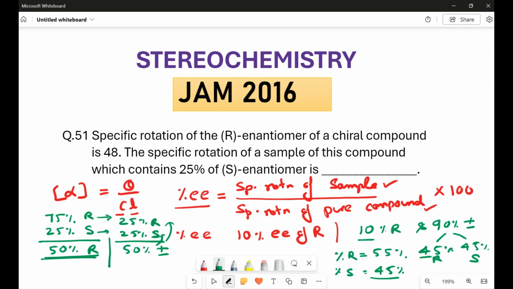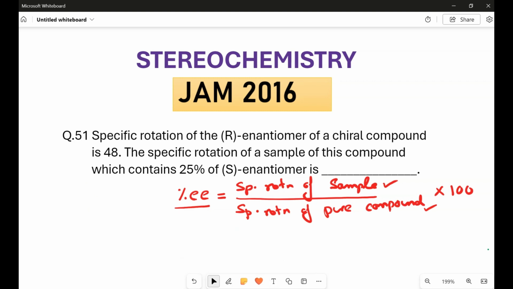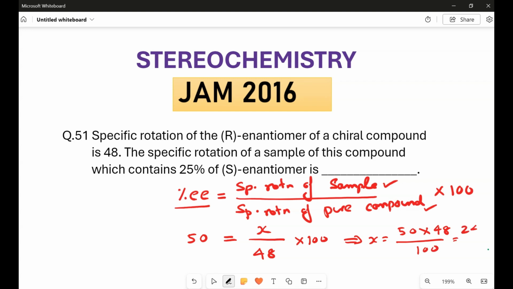Okay. Now let us solve the problem. Now substitute the same into the problem. So you have 50 percentage of enantiomeric excess. The specific rotation of sample is not known. The specific rotation of pure compound is 48 multiplied by 100. So x is equal to 50 into 48 by 100, which is 2400 by 100. So x is equal to 24. So the answer is 24.